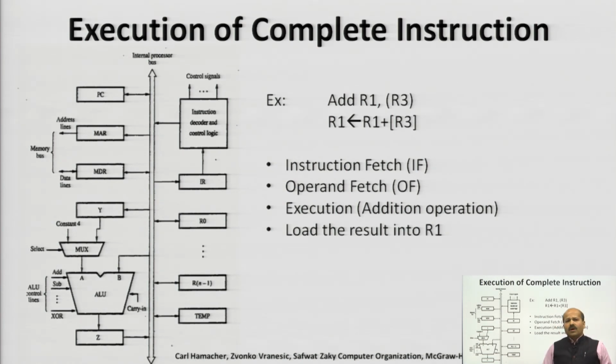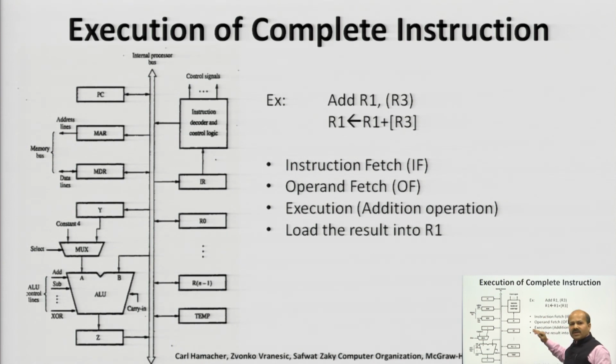Let us do control steps for a particular instruction execution. This is a very simple instruction. We have to perform the addition of two operands. One operand is given in the R1 register. Another operand is given in some location whose address is given in R3. The location is in memory. So, the second operand is given in memory and we have to fetch that operand, and the address of that operand is given in R3.